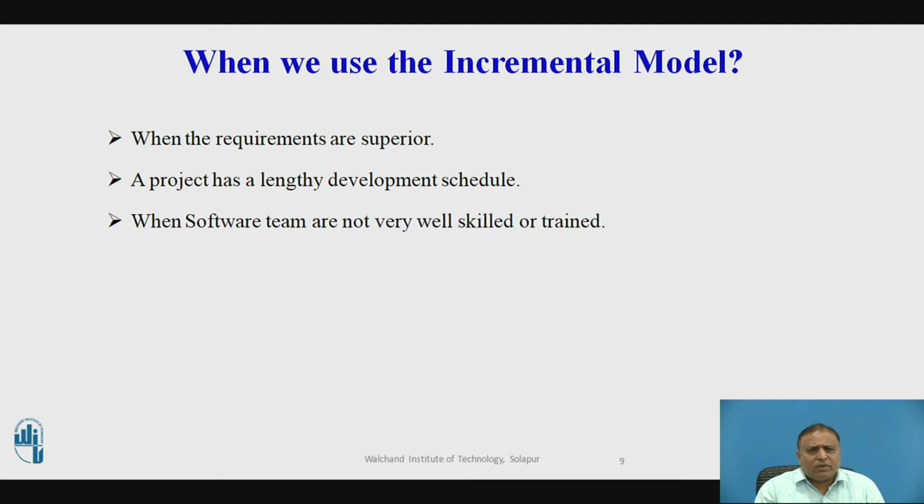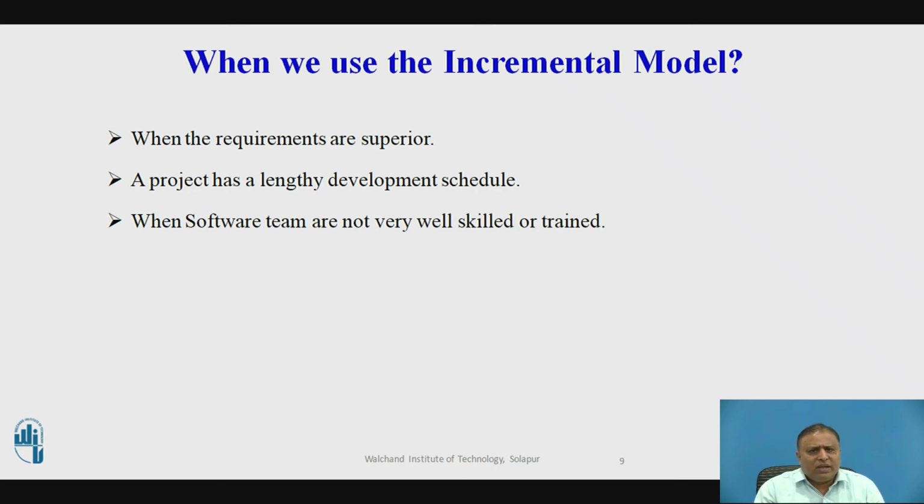When to use the model: when the requirements are superior, so their quality requirements are there. A project has a lengthy development schedule. When software teams are not very well skilled or trained. When the customer demands a quick release of the product, you can develop priority requirements first. So in all these situations, we use the incremental model.